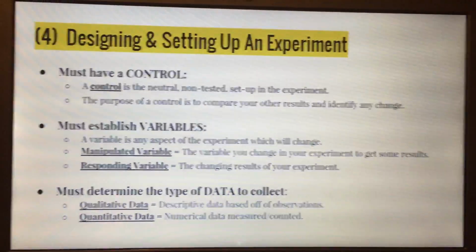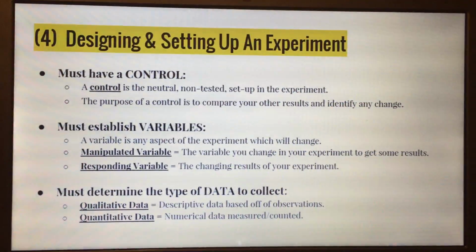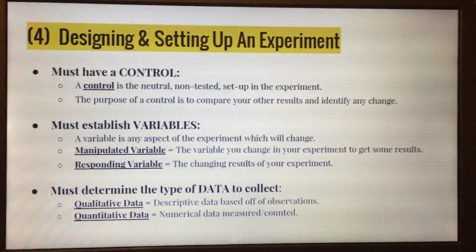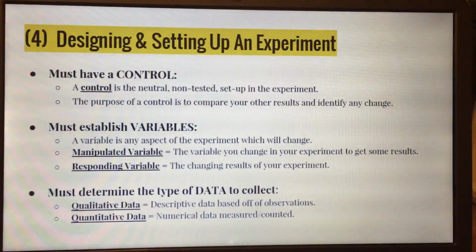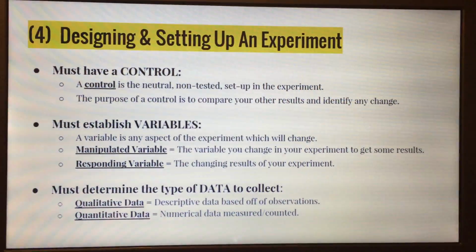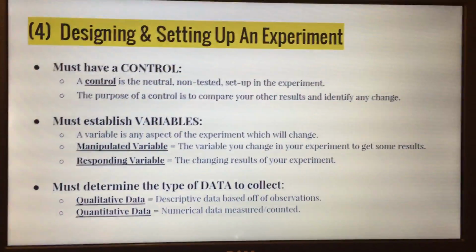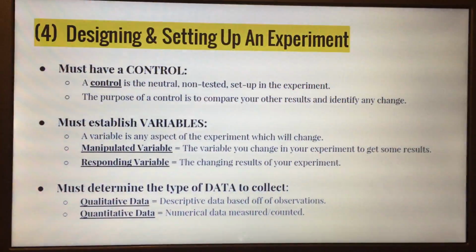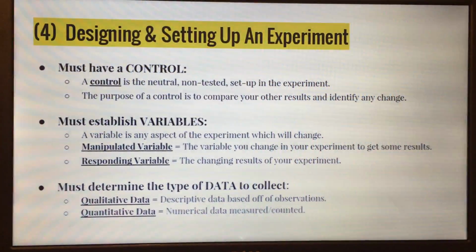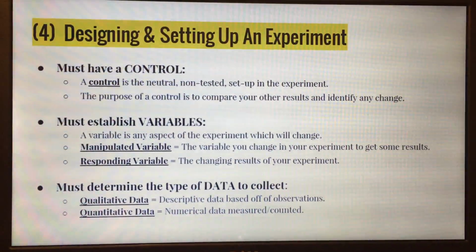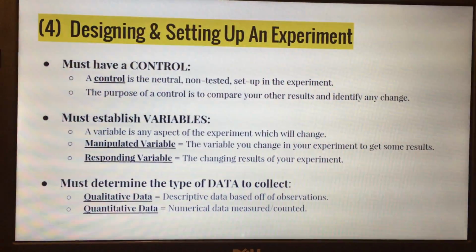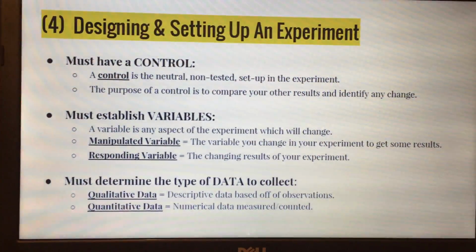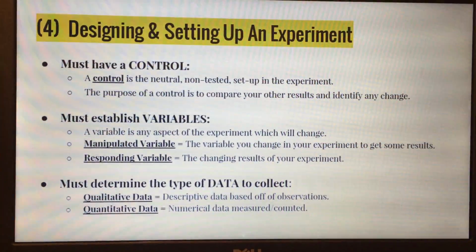Once we have made an observation, asked a question, and established a hypothesis, we now have a baseline for establishing a test, an investigation, or an experiment. So how do we design and set up experiments in science? Well, first of all, there are some parts in any science lab or investigation you always want to clearly identify and establish. And those are a control setup, variables, and data that you'll be collecting.